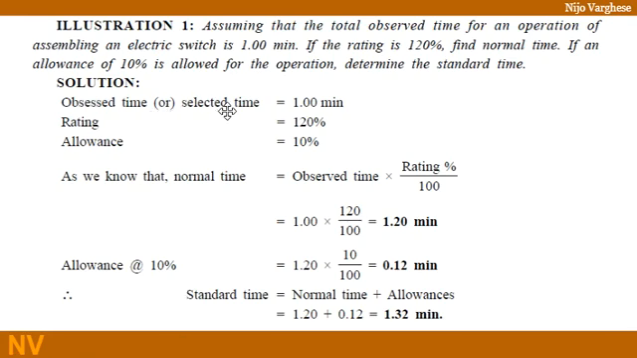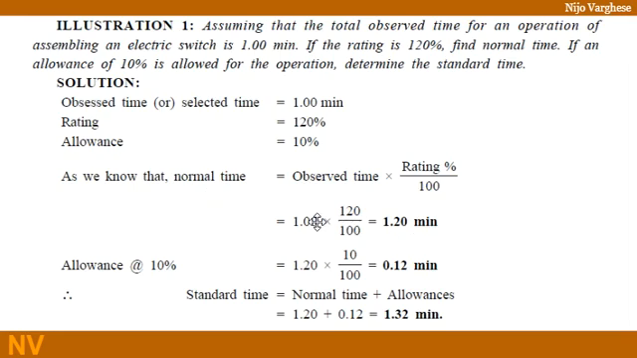The observed time, or selected time, is 1 minute. The rating is 120%. The allowance is 10%. As we know, normal time is observed time multiplied by rating divided by 100. So that is observed time 1 minute multiplied by 120 over 100, which gives 1.2 minutes.